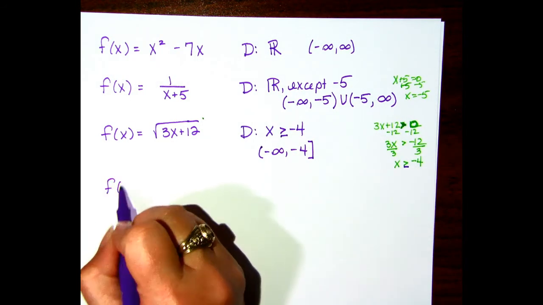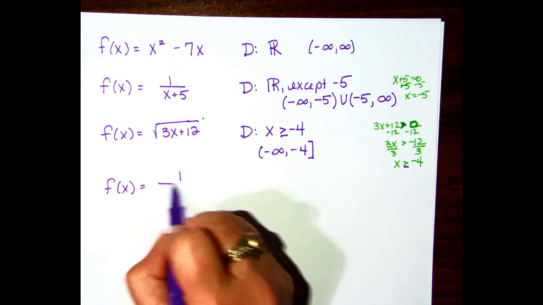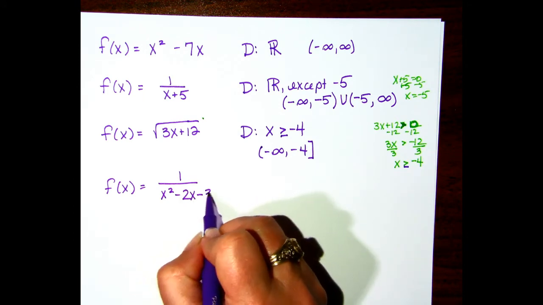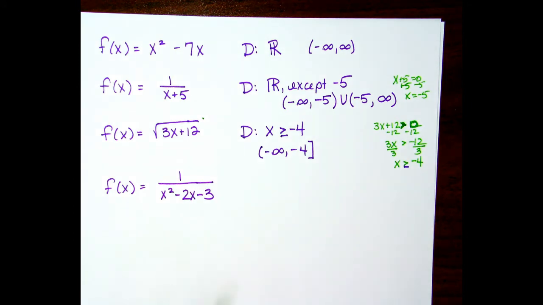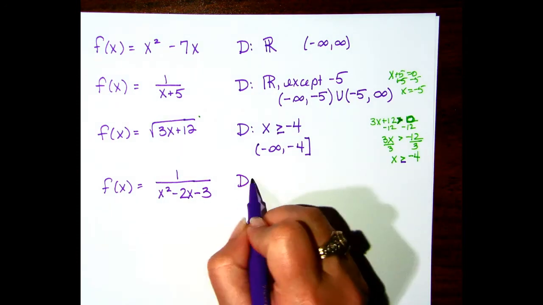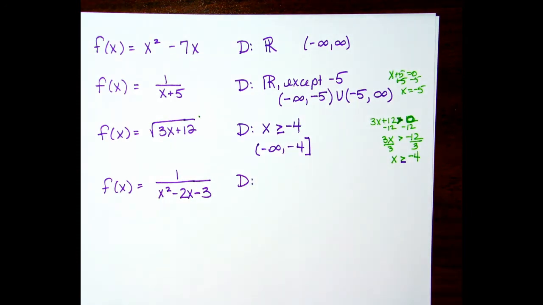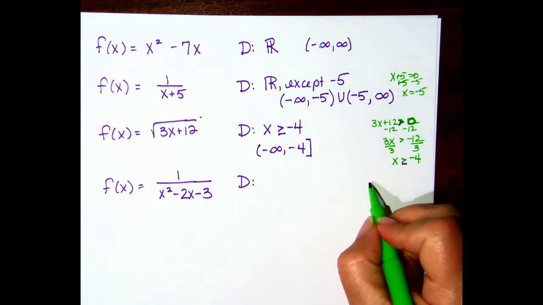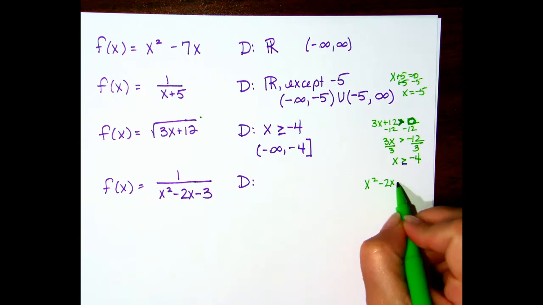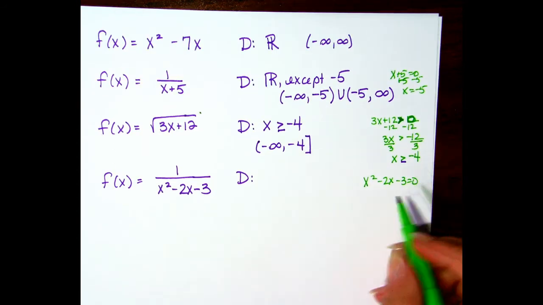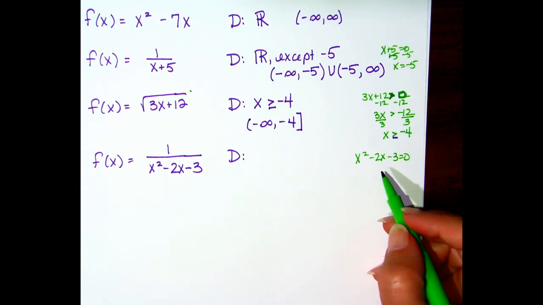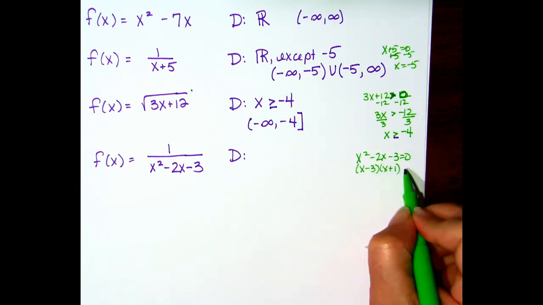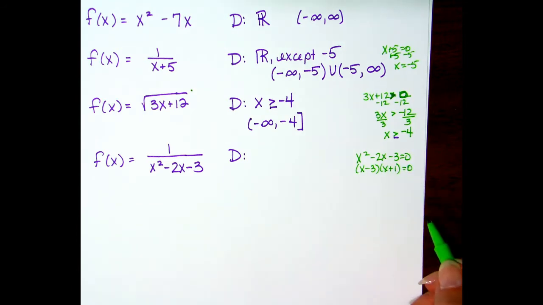What about this? Still trying to find the domain. Don't I have to do the same thing here as I did up here? So set it equal to 0. X squared minus 2x minus 3 equals 0. What do I have to do? Ooh, factor. x minus 3, x plus 1. Right?